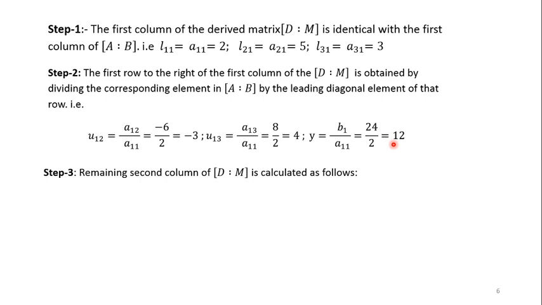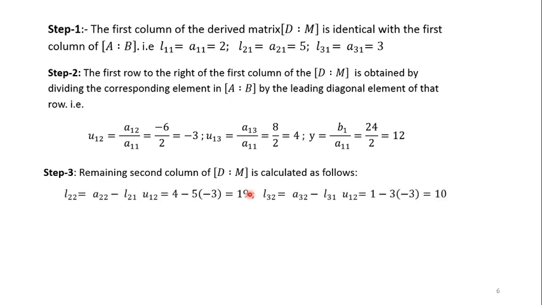Step number 3: the remaining second column of the derived matrix is calculated as follows. L22 equals A22 minus L21 of U12, as I have already explained the formula to you. That is 4 minus 5 into minus 3, the value is 19. L32 is A32 minus L31 of U12, equal to 1 minus 3 of minus 3, equal to 10.